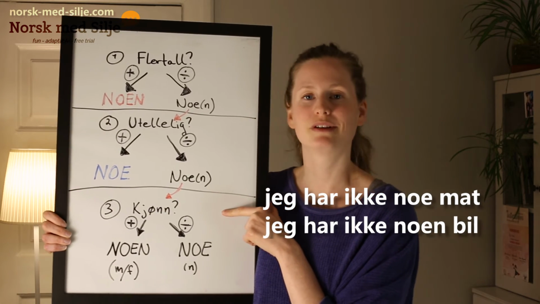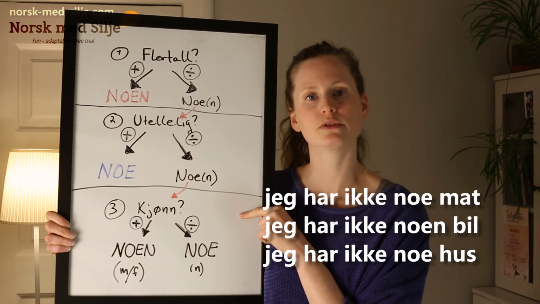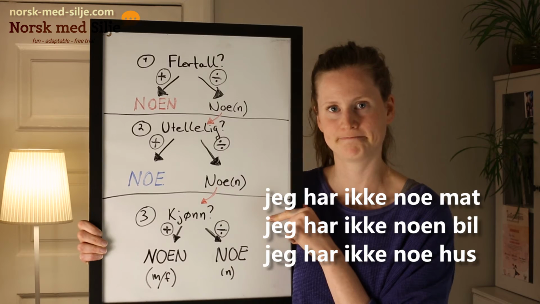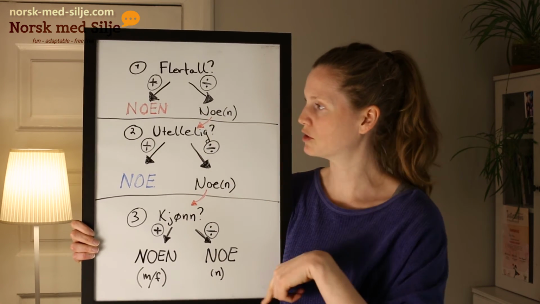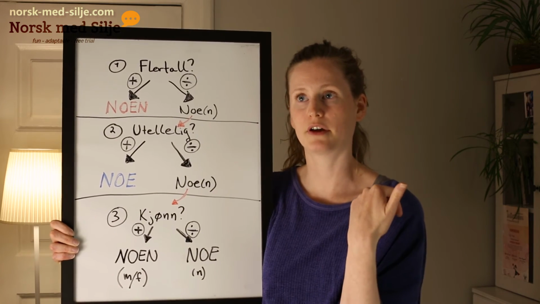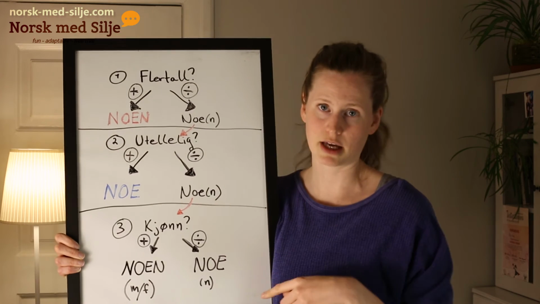Jeg har ikke noen bil. I don't have any car. Jeg har ikke noe hus. I don't have any house. Poor me, I don't have anything. So that works. So when I negate or when I ask a question, it means any, and I can use all the 3 categories.